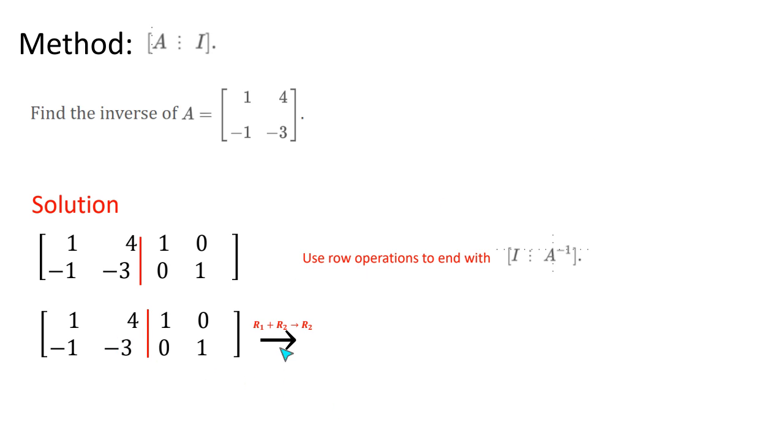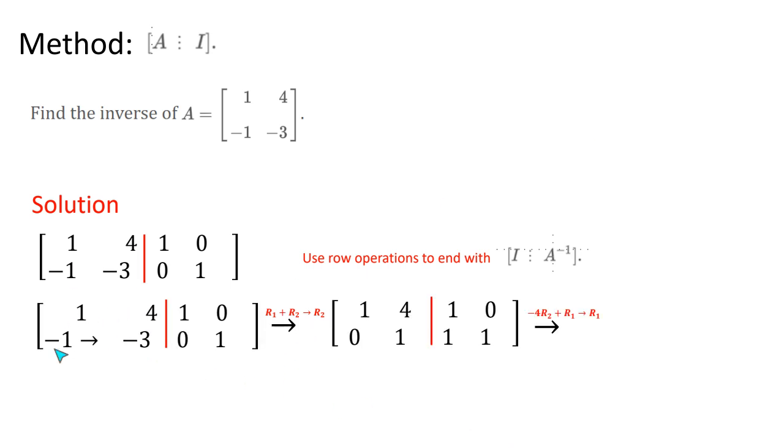So if I add the two equations, 1 plus negative 1 is 0. 4 plus negative 3 is 1. 1 plus 0 is 1. 0 plus 1 is 1. So now I have my 1 and I have my 0. Here I already have a 1, so that's great. Now I need to make this 4 a 0.